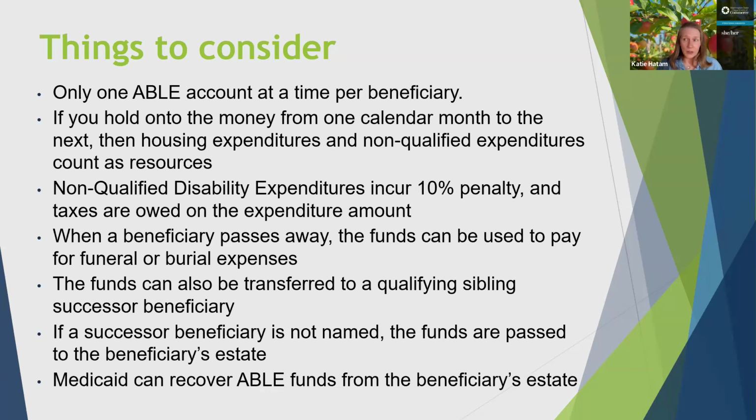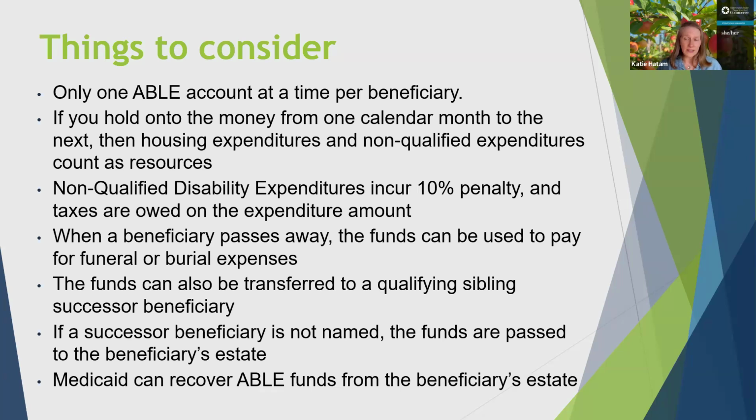When the beneficiary passes away, the funds can be used, as I mentioned before, to pay for funeral or burial expenses. The funds can also be transferred to a qualifying sibling successor beneficiary. It must be a sibling at the moment. That's what the regulations are. But if you have multiple children with disabilities, then you can transfer funds from one ABLE account to the other child.